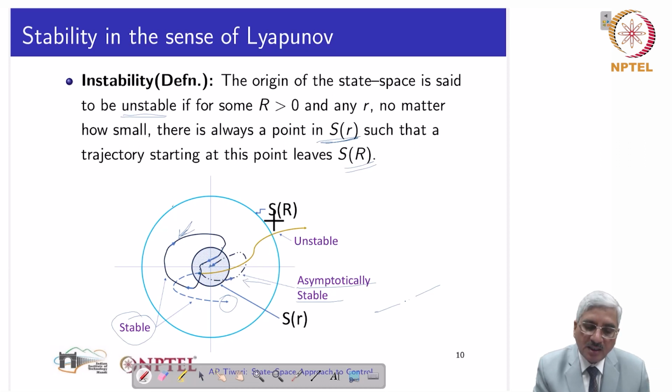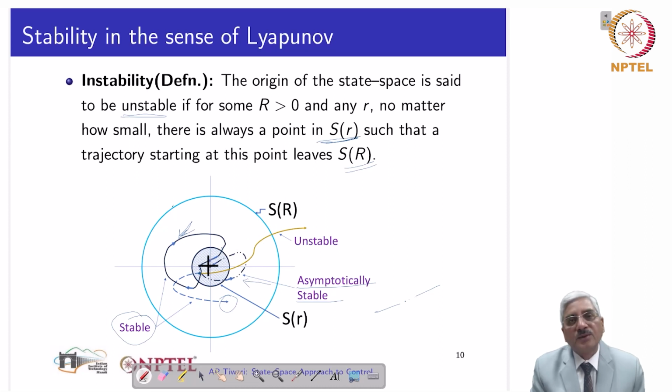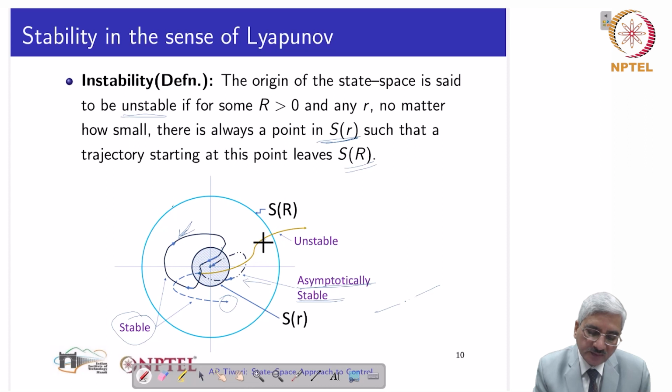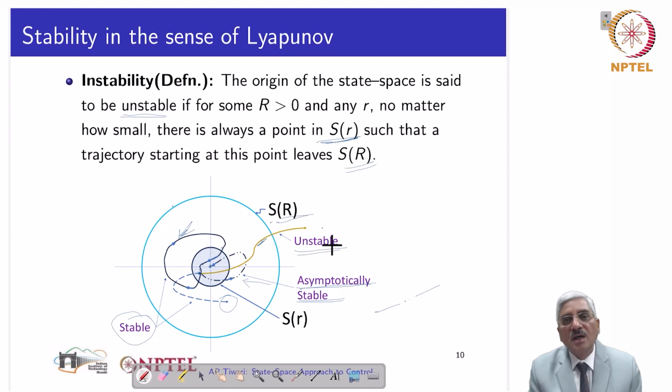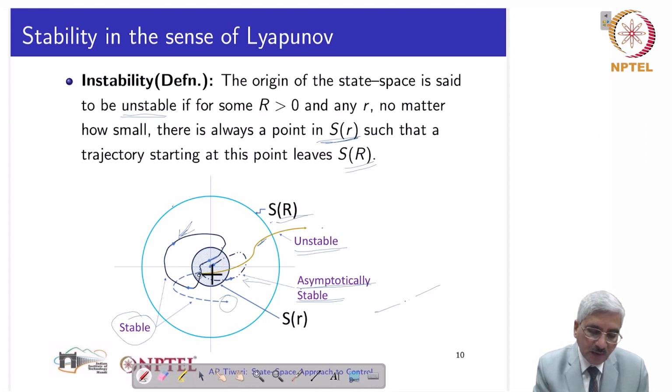However, it remained within S capital R, and after doing all that, it came back to the origin. So this is asymptotically stable. In contrast to this trajectory, this one started from some point in S small r, and it went out of S capital R. It did not remain confined, it went out, and so it denotes unstable in the sense of Lyapunov. This origin, for this one, is unstable in the sense of Lyapunov.